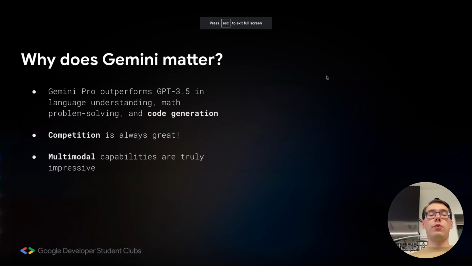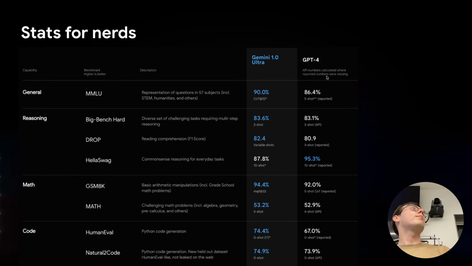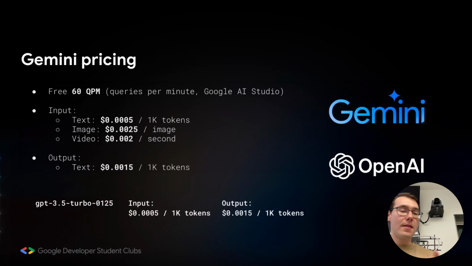What we are going to be doing is some stats for nerds if you want it. Again, they're comparing the Ultra version. We're going to be using Pro, so it's not that impressive. But when compared to ChatGPT 3.5 and also assuming that it is free, it's pretty good. So speaking of pricing, Gemini offers free 60 QPMs, which is queries per minute. And that means that you can call the API to generate anything, just like we did, 60 times per minute, and it's going to be free.